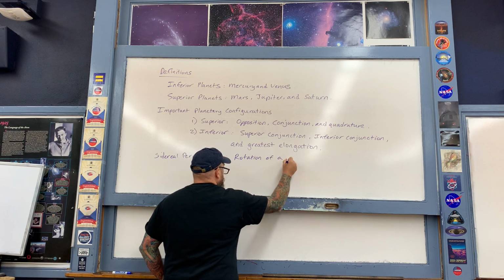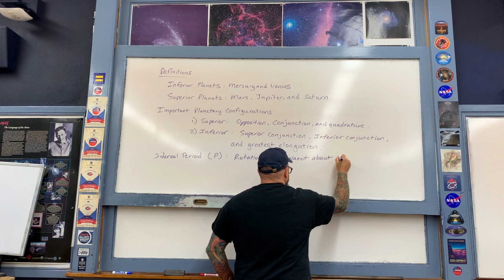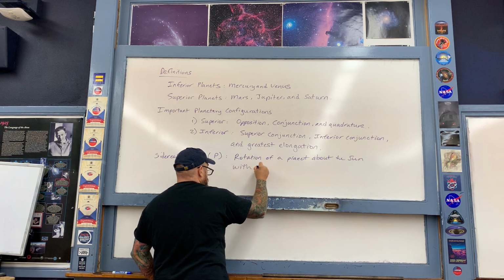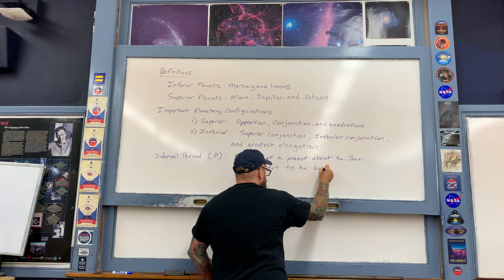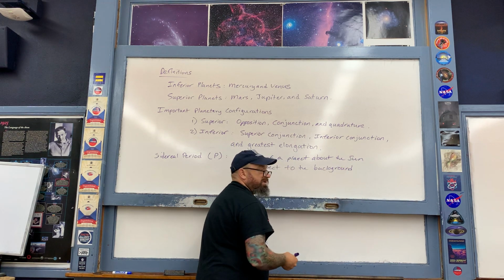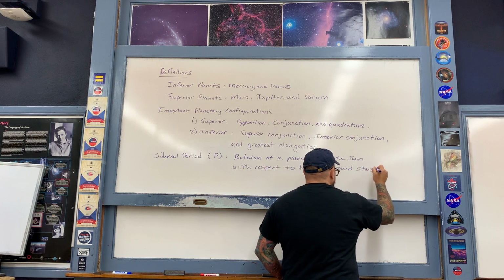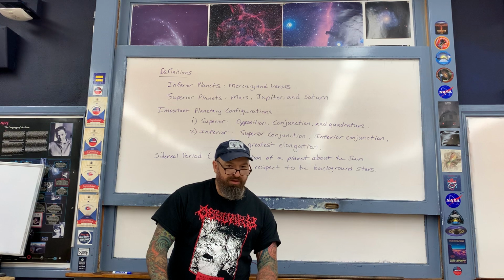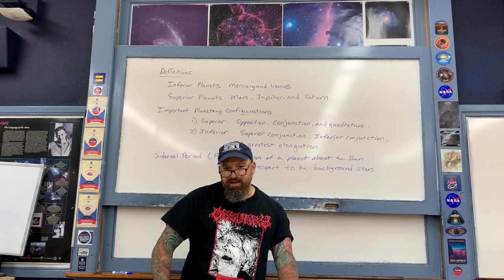The rotation of a planet about the sun with respect to the background stars. This is the planet's true year, if you will. A little bit more strictly speaking, this is the planet's orbital period. However, this is not what we see from our moving platform. Instead, we see another type of period, which is called the synodic period.